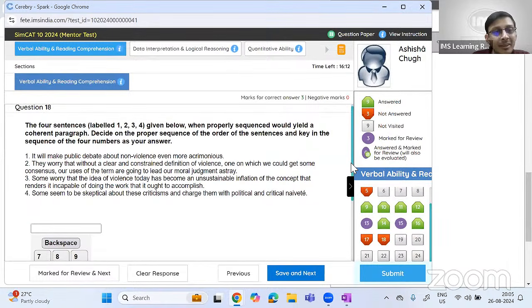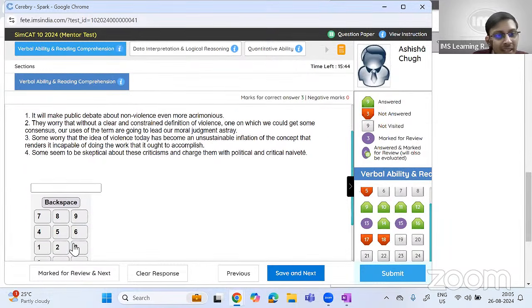Okay. Para jumbles. "It will make public debate" cannot be the first sentence. "They worry": who are the "they"? Not the first sentence. "Some worry that the idea of violence today has become an unsustainable inflation of the concept that renders it incapable of doing the work that it ought to accomplish." Might be the first one. "Some seem to be skeptical about these criticisms." What are these criticisms? Okay, so three seems to be very clearly the first sentence.